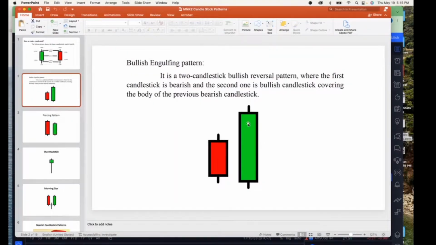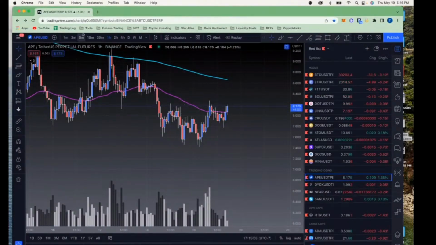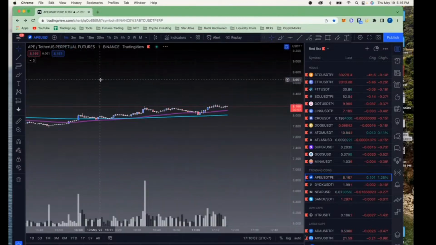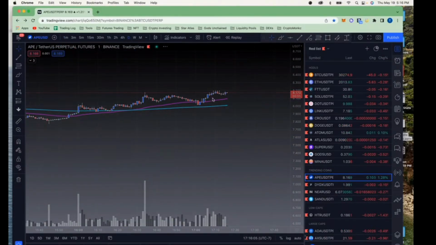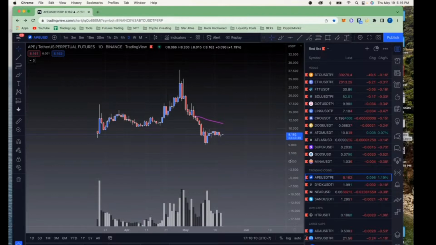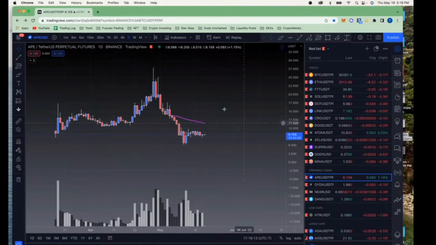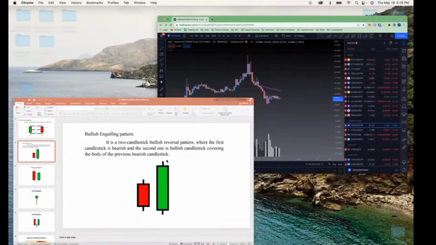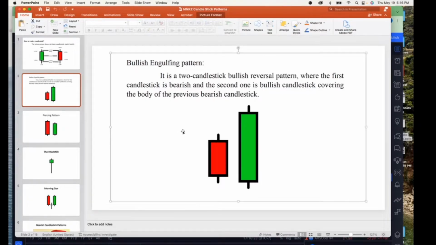Now, each candlestick represents whatever time frame you're on, right? So on TradingView, you could toggle from 1 minute to even a day. If you go to the day charts, your price action will be much wider, as we can see here. This wick came all the way up to 27.77 for ape, and the low was on the 11th at like $5.27. So that's a bullish engulfing pattern.